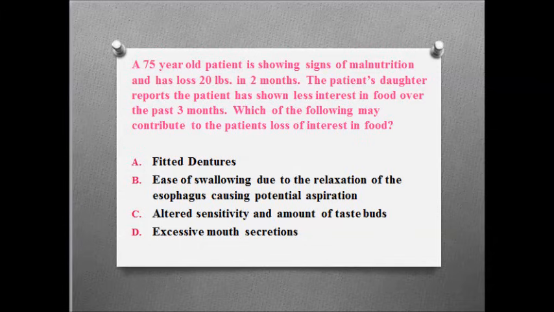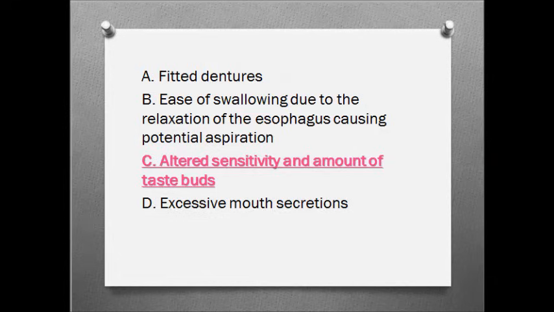Okay, let's look at our options, and we are going to be making sure that we're asking ourselves, okay, what normal physiological changes does the older adult experience, and what may be causing it? Okay, A, fitted dentures. B, ease of swallowing due to the relaxation of the esophagus causing potential aspiration. C, altered sensitivity and amount of taste buds. Or D, excessive mouth secretions. Okay, so let's analyze these one by one.